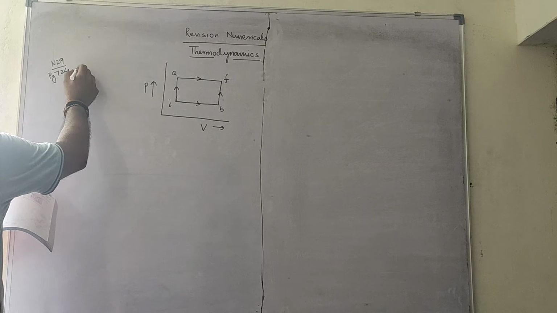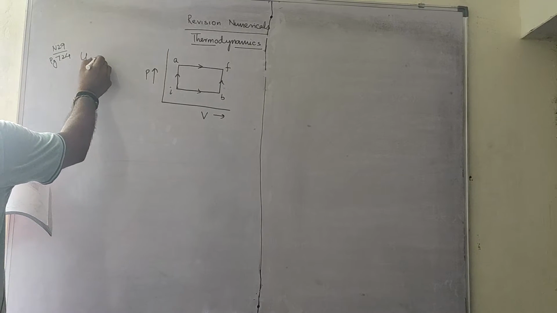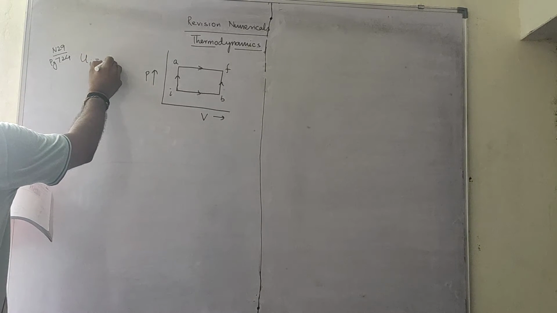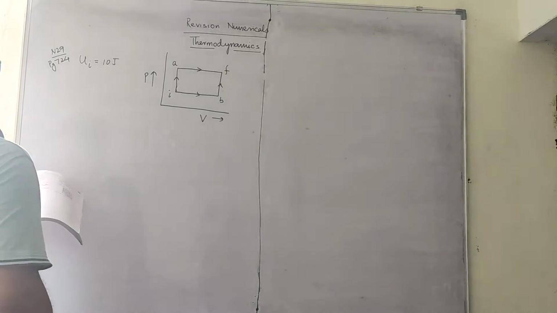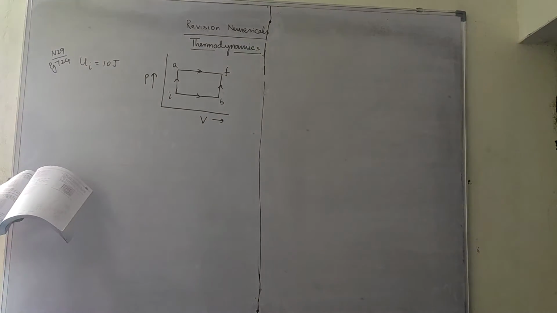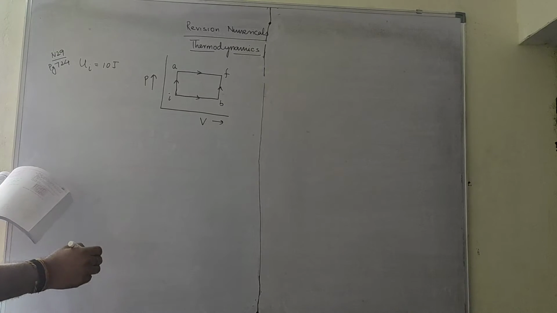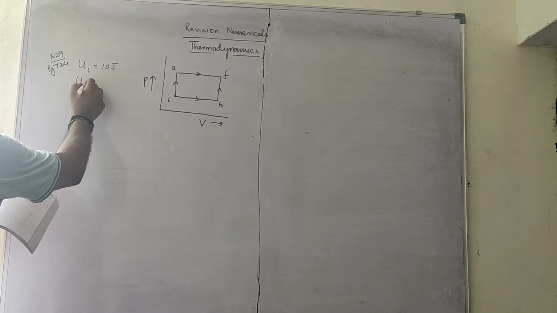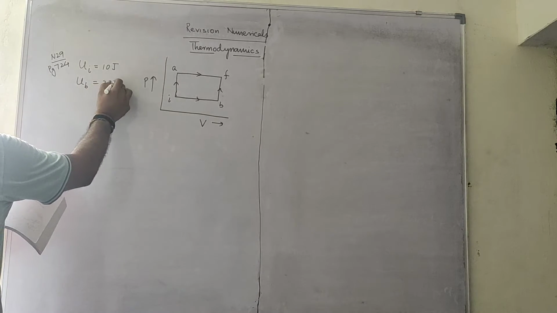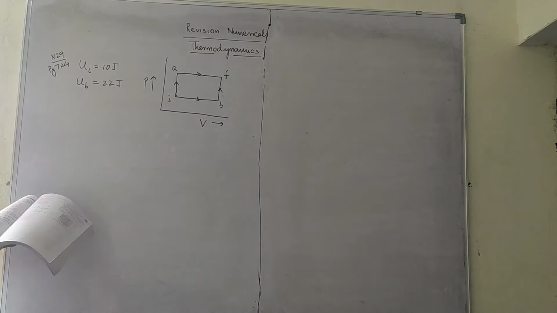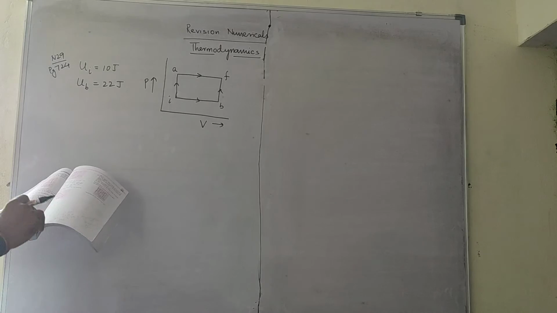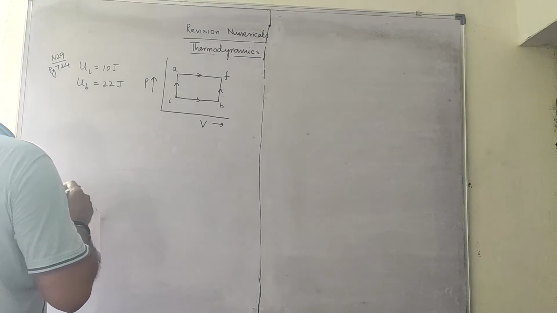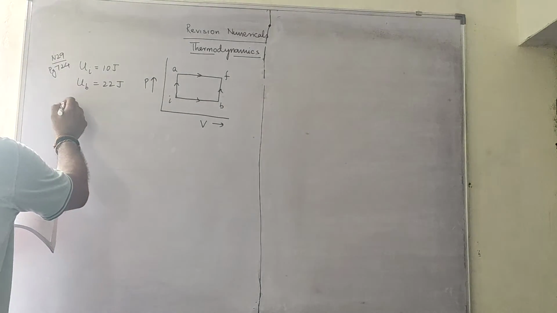Internal energy at I, U at I, is given as 10 joule. And then there is a correction. I and F it is written. It should be I and B. So internal energy at B is 22 joule. It is also given. Make a correction in that question. That is internal energy at I and B, respectively.